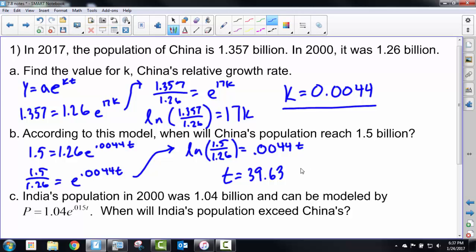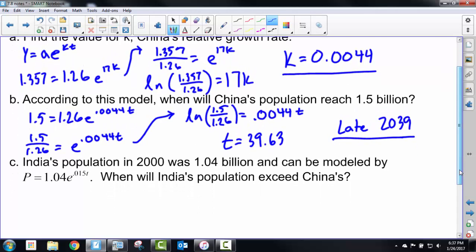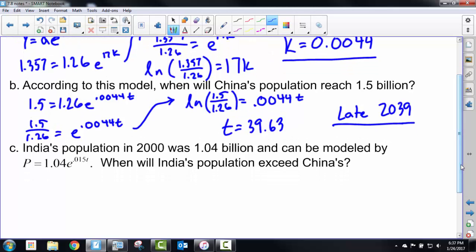So I'm just going to say, remember, this comes after 2000. So I'm going to say late 2039. Okay, we're not going to try to narrow that down to the day. There are too many variables. This model's not accurate enough to try to narrow it down that closely. Not yet. All right, we're going to do a comparison now.